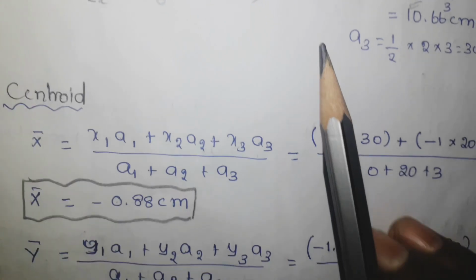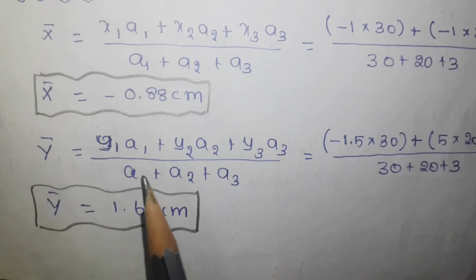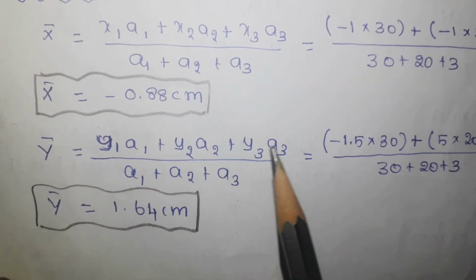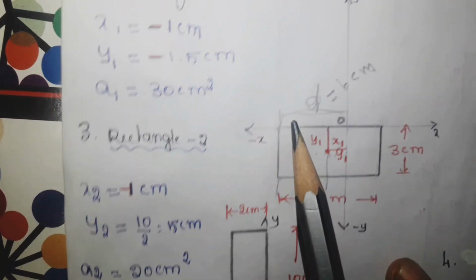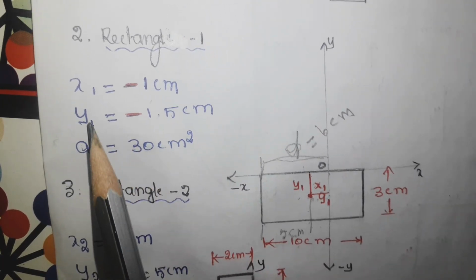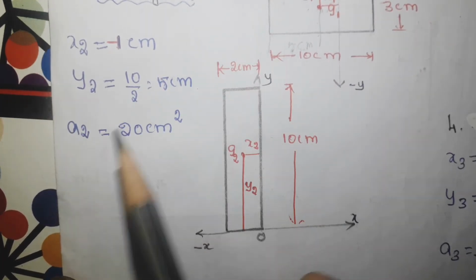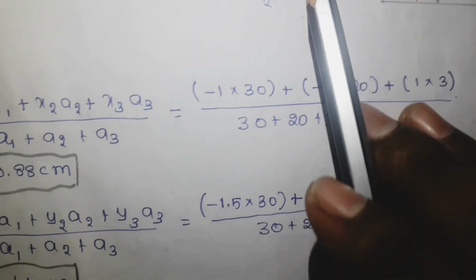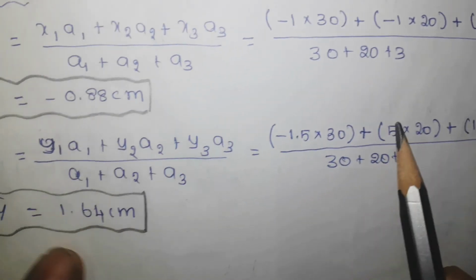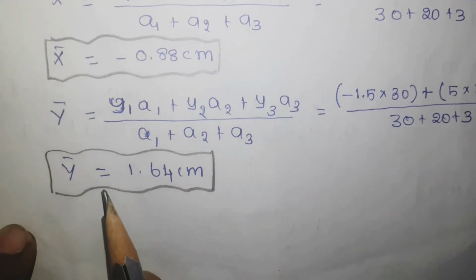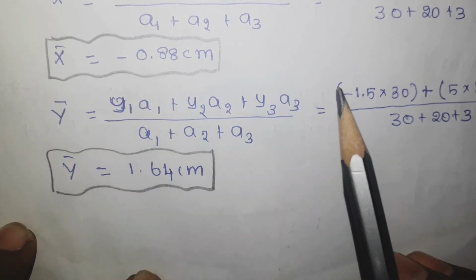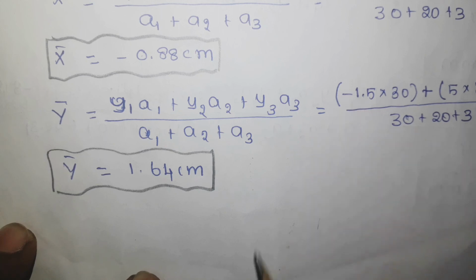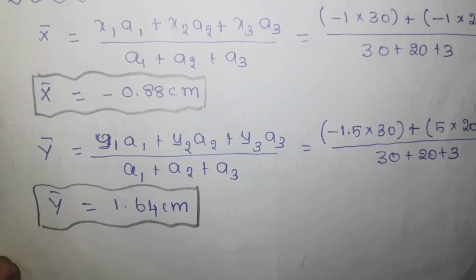Don't touch anything. And for y bar also, again y1 a1 plus y2 a2 plus y3 a3. To get the value of y1, you just go back to your previous work. So this is y1, this is a1 and y2 a2, here y3 a3. Substitute into the corresponding places, and when you calculate that, you get the answer as y bar equal to 1.64 centimeter, x bar equal to minus 0.88 centimeter. So this is how you can find the centroid for any problem.